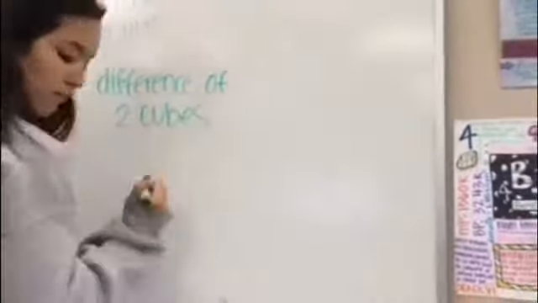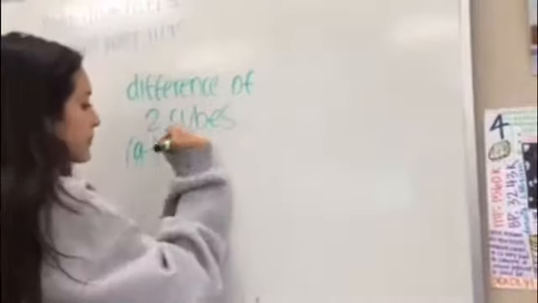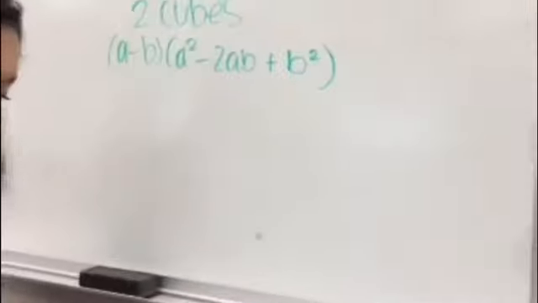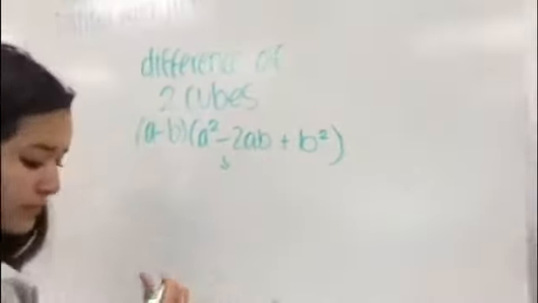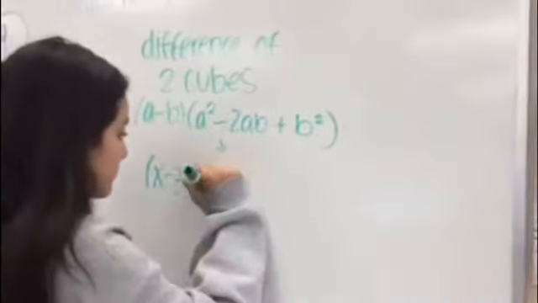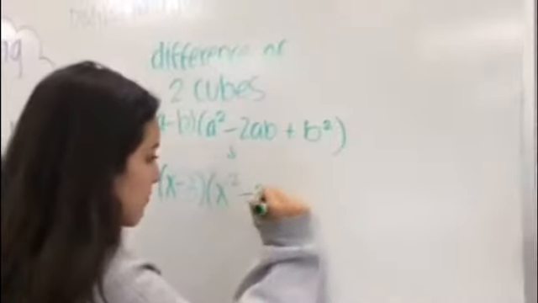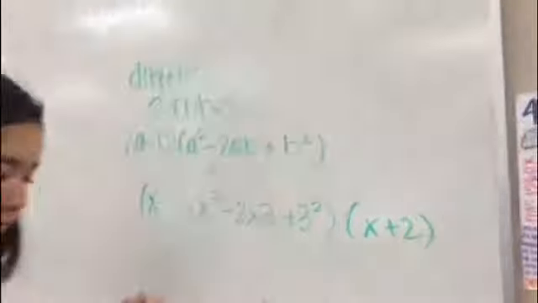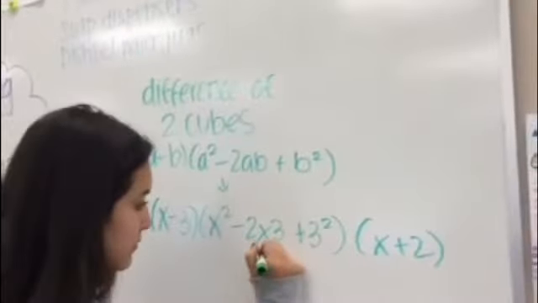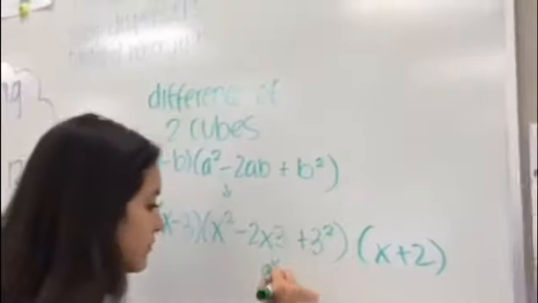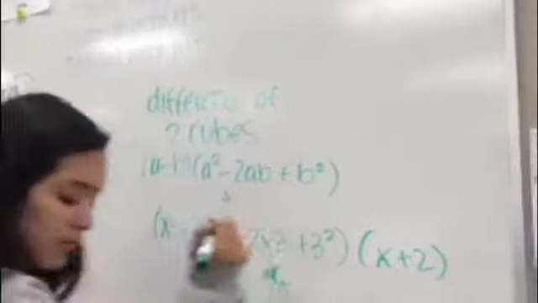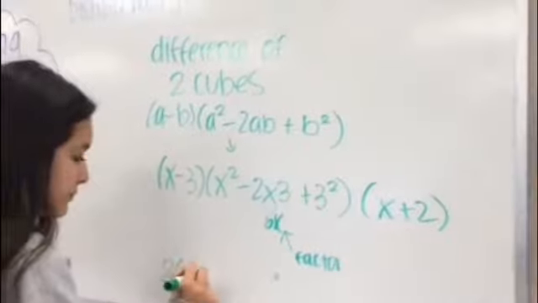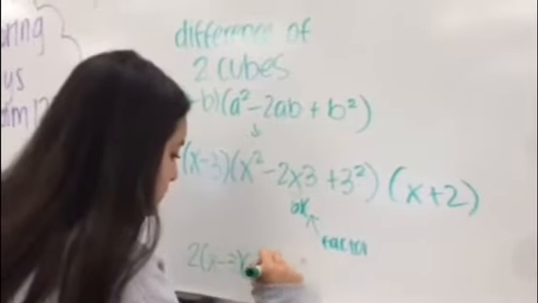To finish up my problem, I'm going to put it into difference of 2 cubes. My a is x and my b is 3. After I've plugged in everything into the formula, I'm going to factor out the middle group. This gives me 2 groups of x plus 3 in parentheses, which can also be written as x plus 3 parentheses squared. And now my problem has been factored completely.